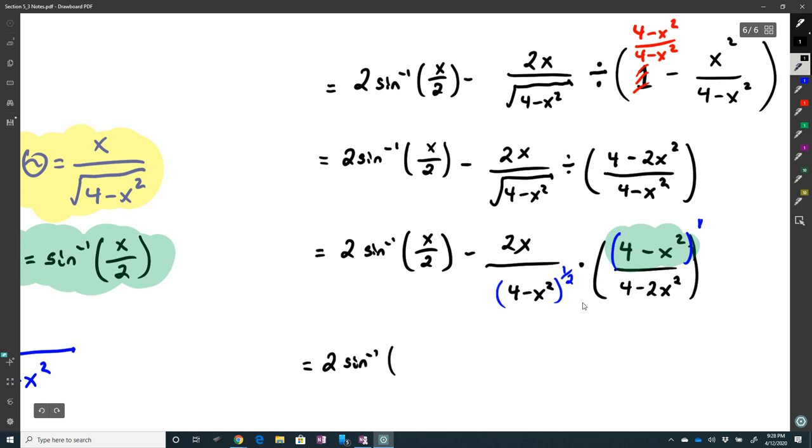I was going to do this on the do-it-yourself part, and I decided to give you the easier one on the do-it-yourself part.